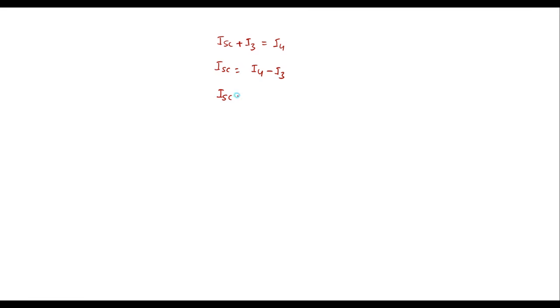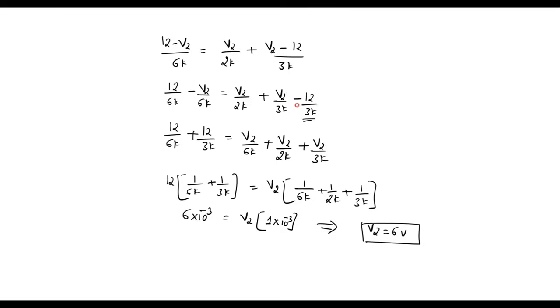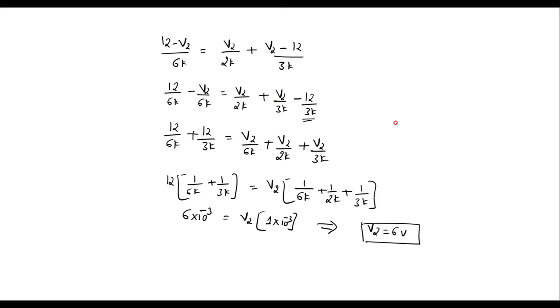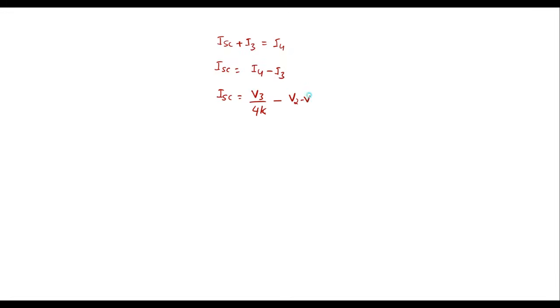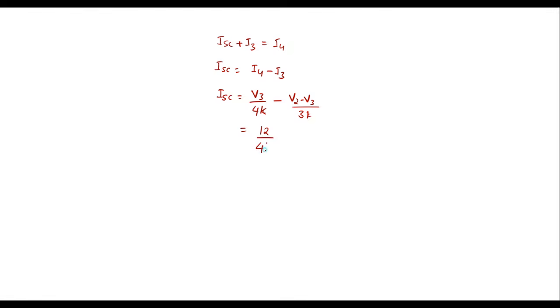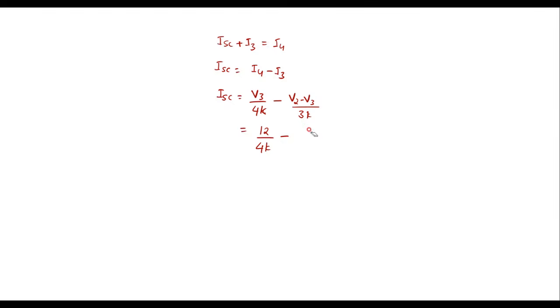Let me simplify. ISC is equal to, so I4 can be represented as V3 divided by 4K, that is V3 by 4K minus I3. So I3 is (V2 minus V3) by 3K. Let me simplify. So V3 value is 12 volt. That is 12 divided by 4K minus, so here V2 is already calculated, that is 6. So this will be (6 minus V3, which is 12) divided by 3K.